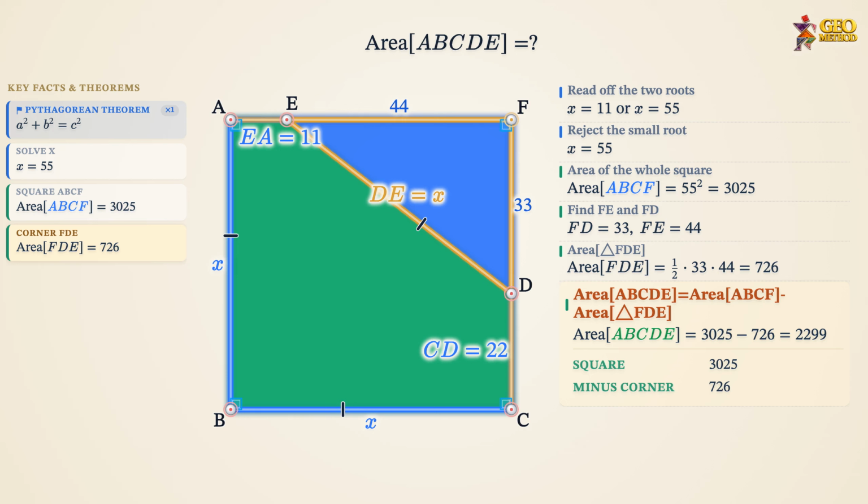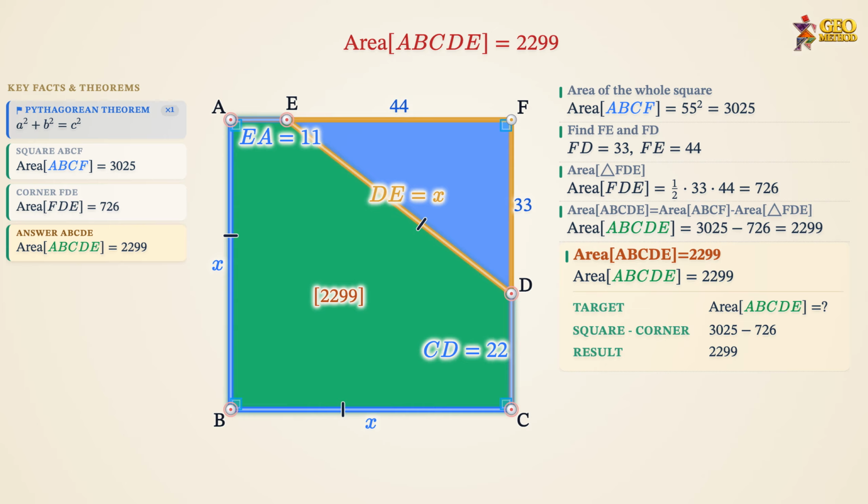The Pentagon is precisely the square with that corner triangle removed, so its area is 3,025 minus 726. So the green Pentagon ABCDE has area 2,299 square units.